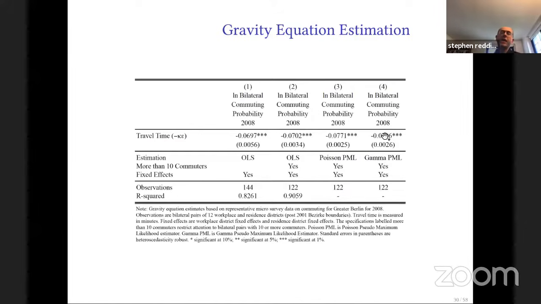And so in conclusion, it looks like the commuting gravity equation is a pretty good approximation to the data that we have for the post-reunification period. And we're going to use this estimate to estimate that composite parameter nu that combines the Frechet shape parameter and kappa, the elasticity of commuting costs to travel times.